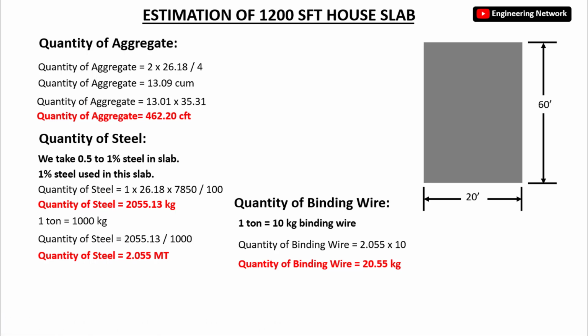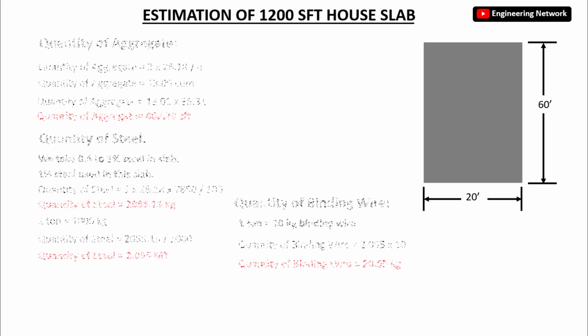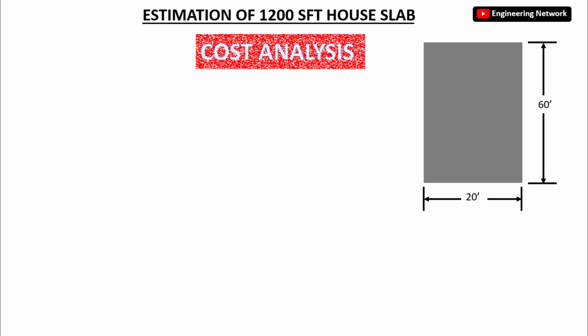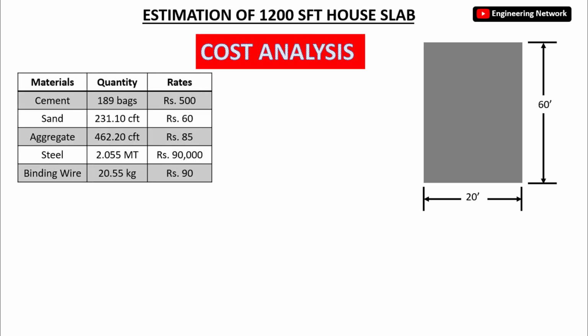So next part is the cost analysis of 1200 square feet slab. So for cost analysis, we only need the rate of materials, which is cement, sand, aggregate, steel and binding wire. Okay? Now these rates can vary, so you only use those rates which are used in your country or place.